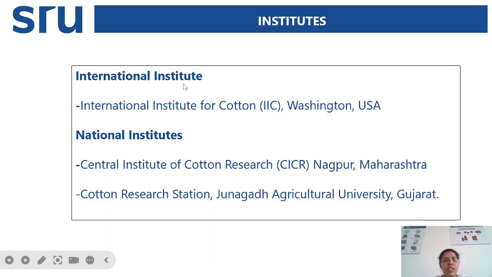And next, coming to institutes, we have an international institute as well as national institutes. The international institute is the International Cotton Advisory Committee, ICAC, located in Washington, USA. And next are the national institutes. We have two: the Central Institute for Cotton Research, CICR, located in Nagpur, Maharashtra, and the Cotton Research Station of Junagadh Agricultural University, Gujarat. So these are the two institutes working in India, whereas at international level there is the institute located in the USA. So these are the three institutes working widely on cotton breeding.